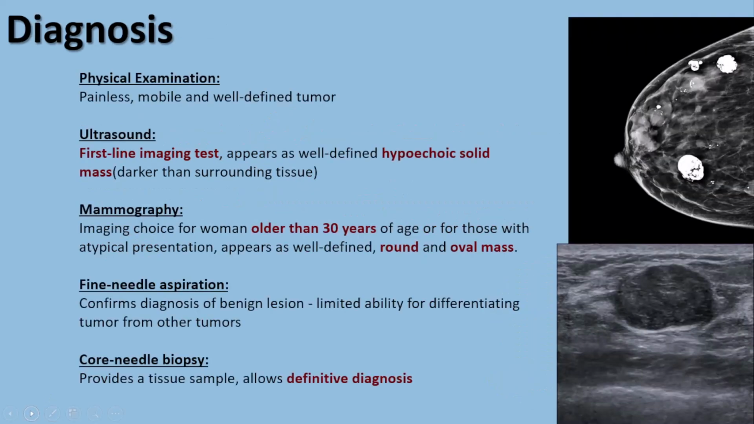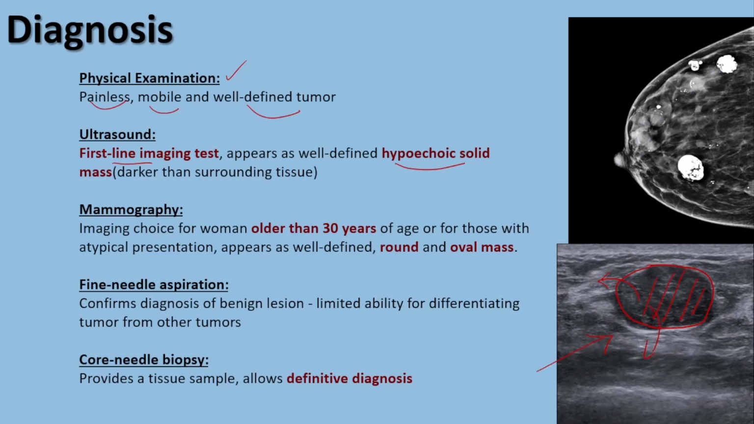Now, what are the diagnostic tools that we can use for diagnosis of fibroadenoma? First of all, physical examination is very important. Again, you are going to see a painless, mobile, and well-defined tumor. And the ultrasound, which is the first line imaging, usually done for the younger woman, you are going to find a hypoechoic solid mass which is darker than the surrounding tissue. So here this is an ultrasound of fibroadenoma, and you are seeing a well-defined tumor and a darker area relative to its surrounding structures.